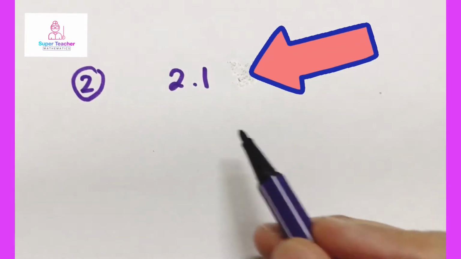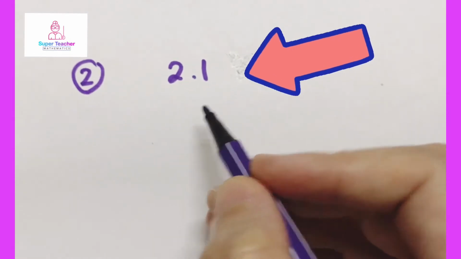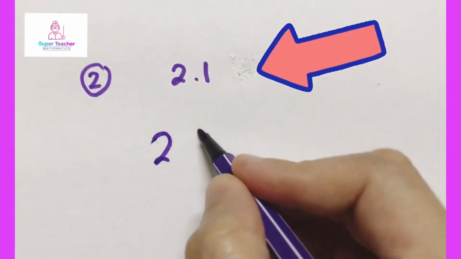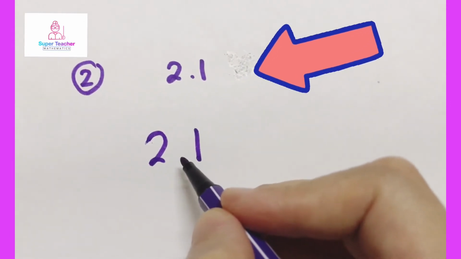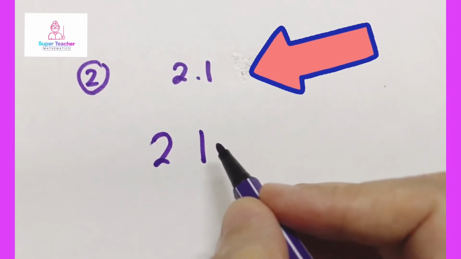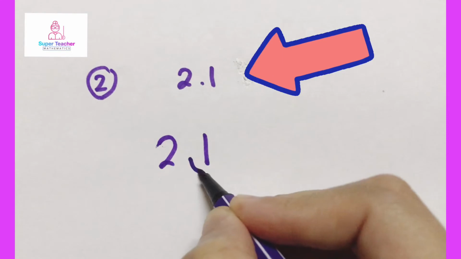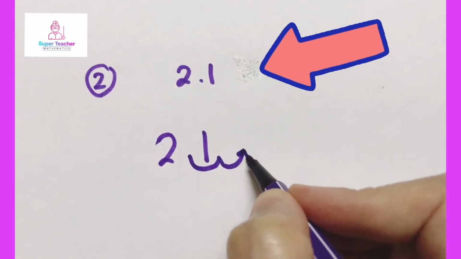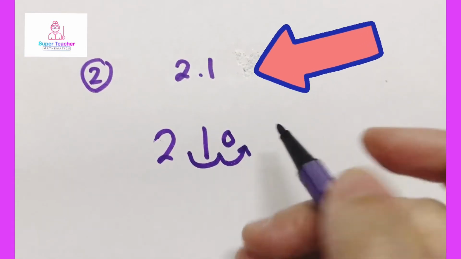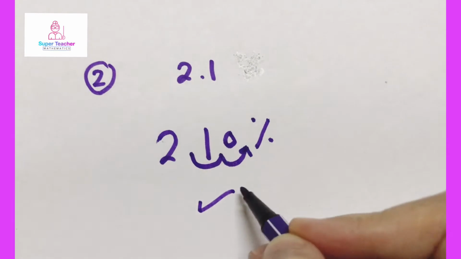Question 2, 2.1. This decimal, I want to change it to percent. As we did in the first question, I will write 2 and 1 here, and it's the inverse of what we did in the last lesson. We were taking the point to the left. Now we are going to take it 2 times to the right. So it will be 210%. That's it. Done.